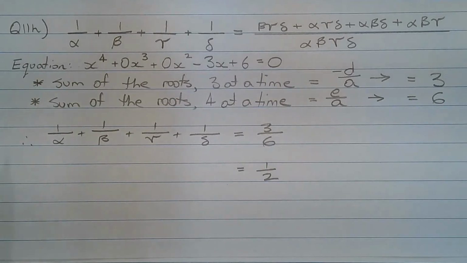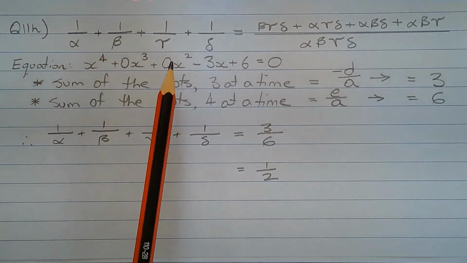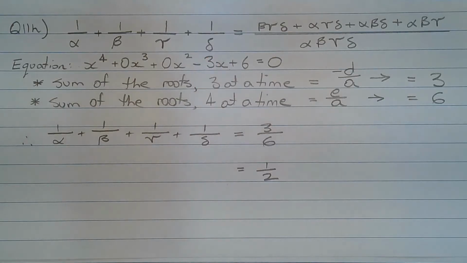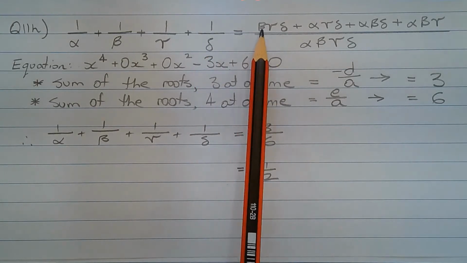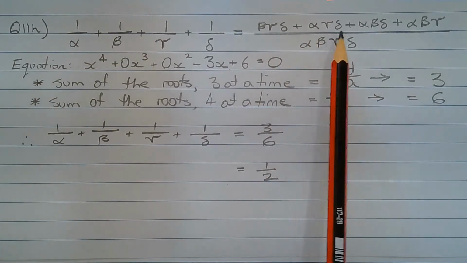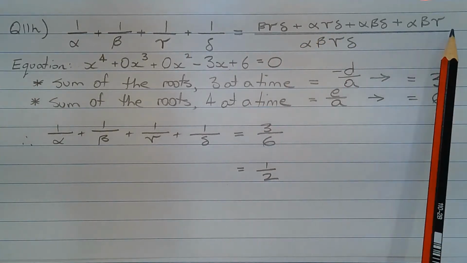The first step is to express 1 over alpha plus 1 over beta plus 1 over gamma plus 1 over delta as a single fraction with a common denominator. And that equals beta gamma delta plus alpha gamma delta plus alpha beta delta plus alpha beta gamma over alpha beta gamma delta.